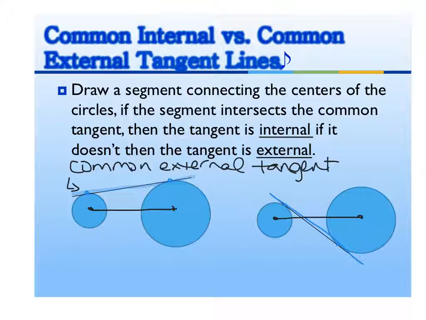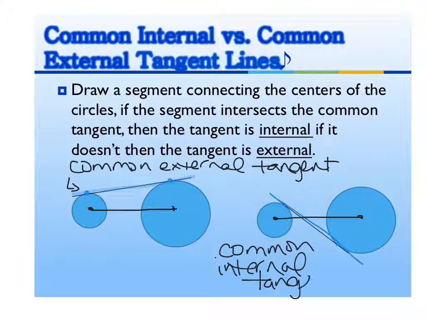Now for the next one, this is an example of a common internal tangent because it intersects that segment that connected the circles. So know the difference between common internal versus common external.